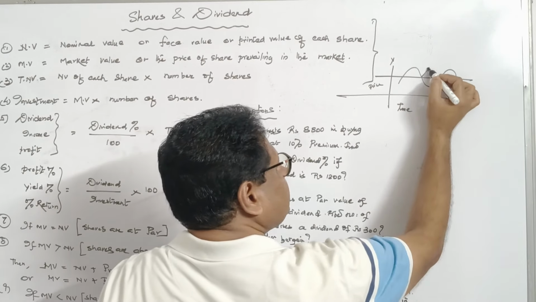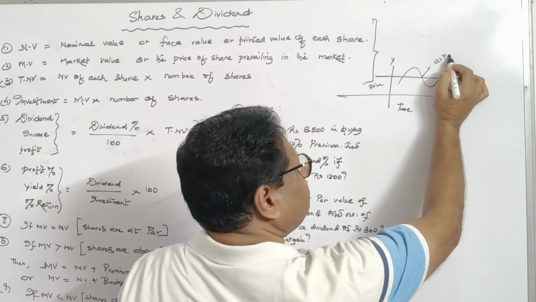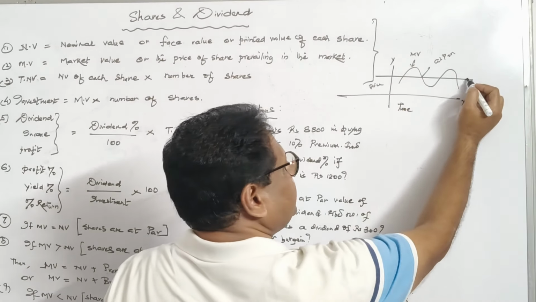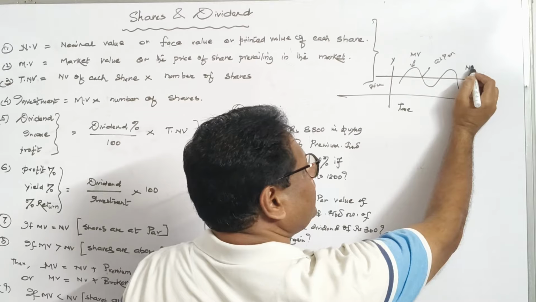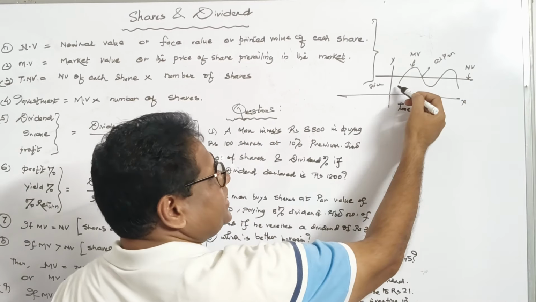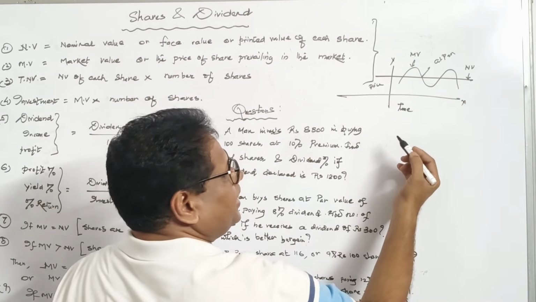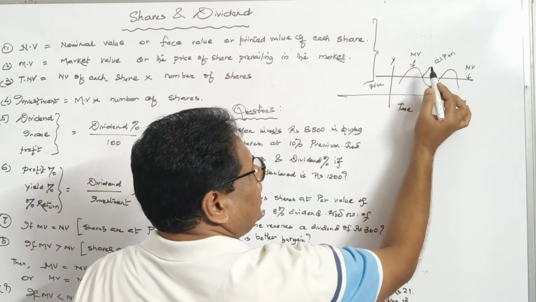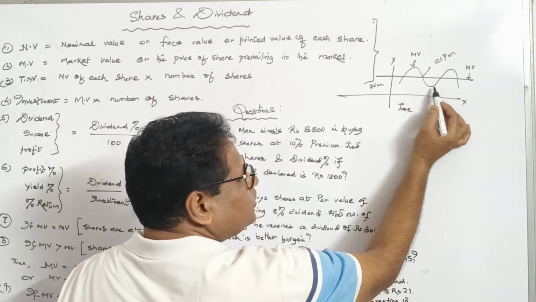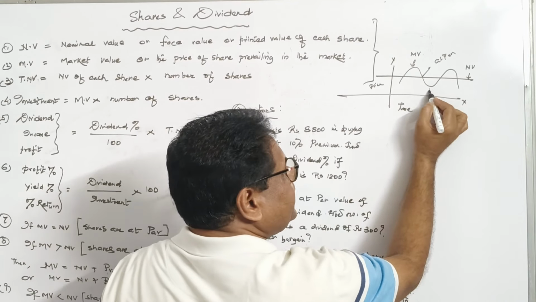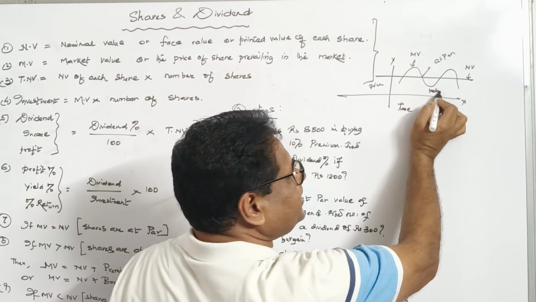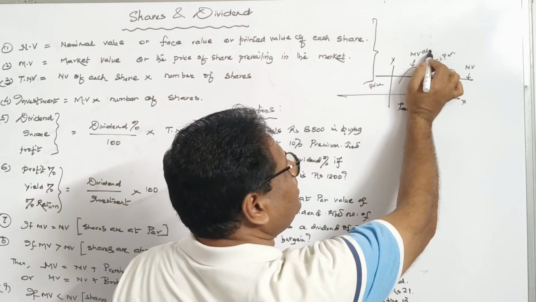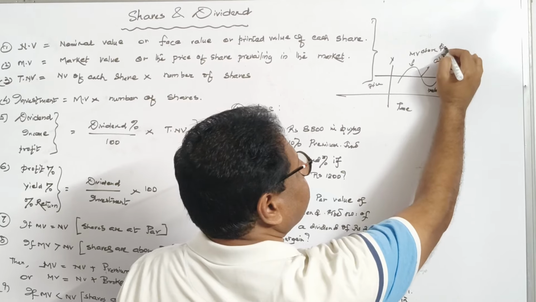Okay, so this is at par. That means this is the graph for market value of shares and this is the graph for nominal value of the shares, right? You can see how the market value is fluctuating. Sometimes it is more than the nominal value, that is above par, and sometimes it is below the nominal value, so it is below par. So this indicates below par investment. And this is above par investment, right?